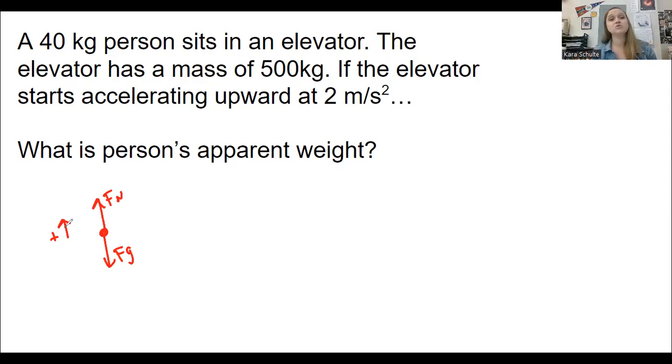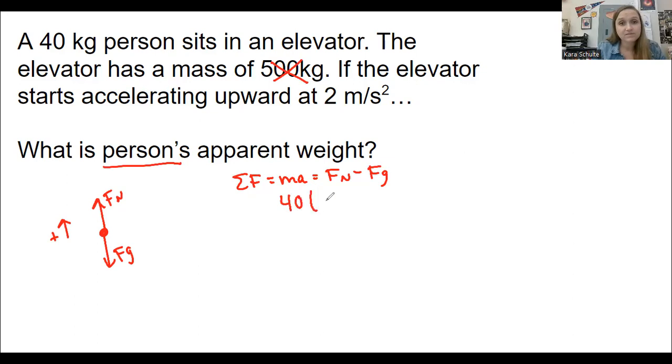However, the second the elevator starts to accelerate upward and you're moving upward, then you're going to have some unbalanced forces. So I'm going to say the sum of my forces is equal to ma, which is equal to Fn minus Fg. If we were just sitting still, this ma would be equal to 0, but we're not sitting still. We've got some acceleration. We're just looking at the person's weight, so we don't need to worry about the elevator's mass right now. So I've got 40 times my acceleration of 2, which is equal to Fn, because apparent weight is actually Fn. That's what it's asking me for, minus 40 times 9.8.